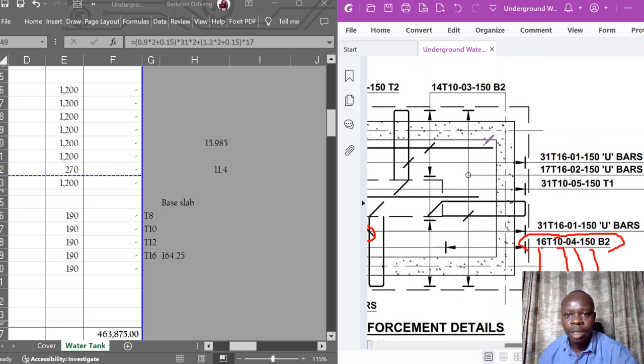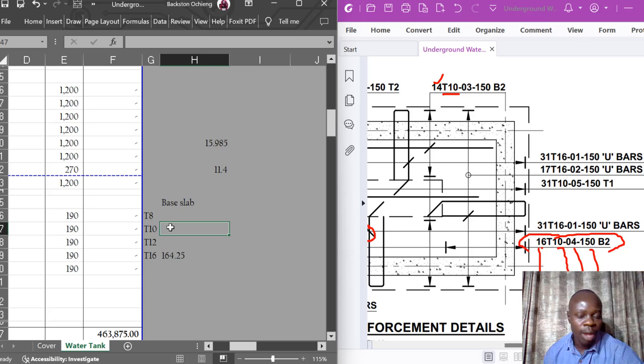So at bar mark number 3, the number is 14. T10 03 150 B2. The same concept I've explained. So this is the bar mark, and the size is 10. You can see that. So it means I should have its calculations under T10, according to the order in which I have organized my work. In this case, it's the 14 T10.